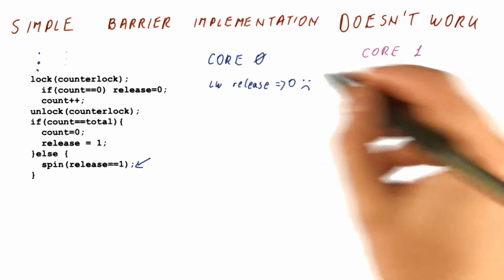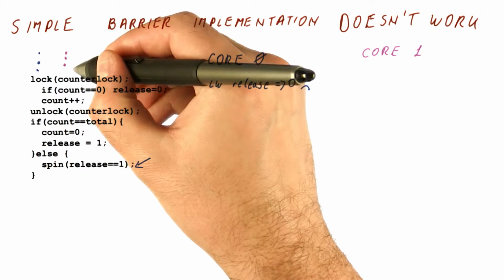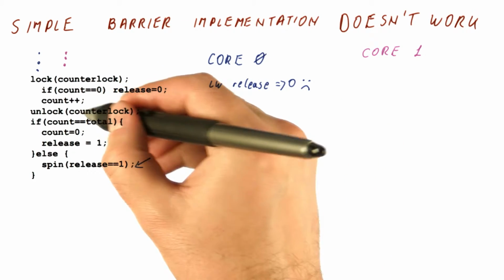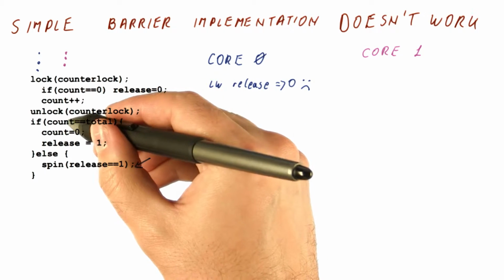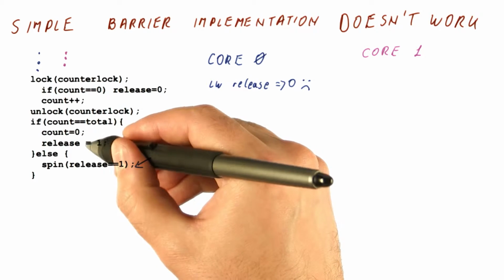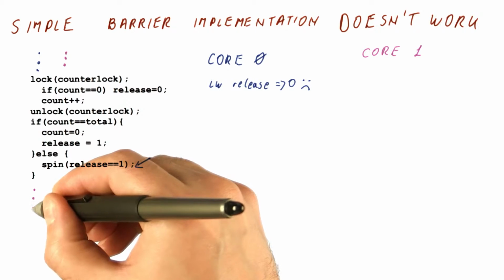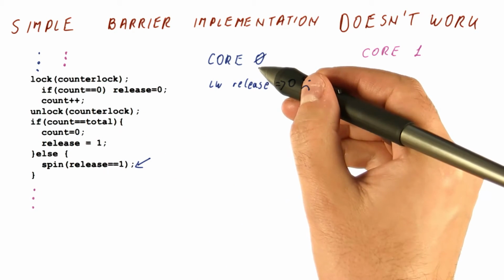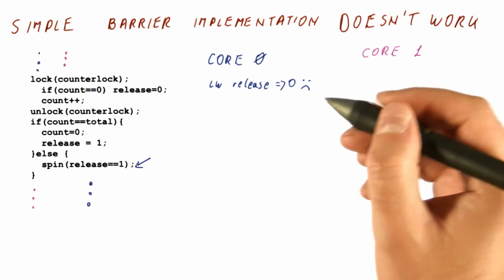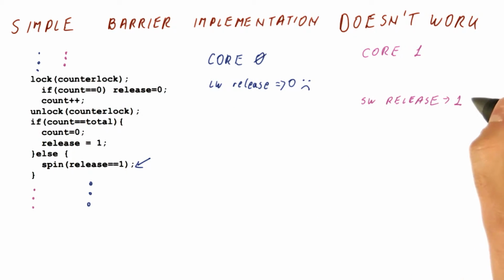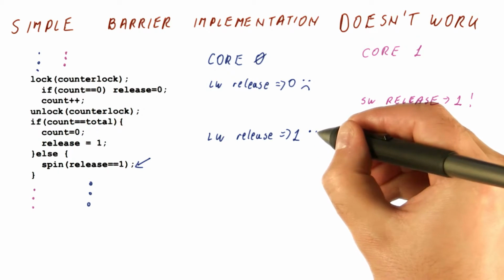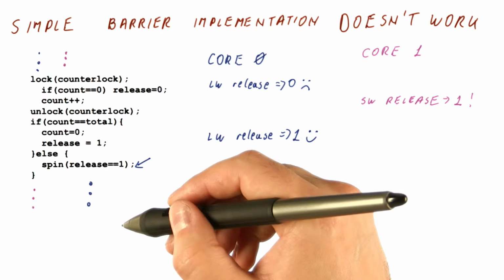Now let's see what happens when core 1 arrives. Normally what should happen is core 1 arrives, doesn't do this because count is now 1, increments the count, exits the critical section, sees that the count is equal to 2, resets the count, sets the release to 1, and now core 1 proceeds past the barrier. What should happen now is core 0 should see this release that we just set to 1 and also proceed past the barrier. So we set the release to 1 here, and core 0 sees that, exits the barrier, and from then everything will actually be correct.